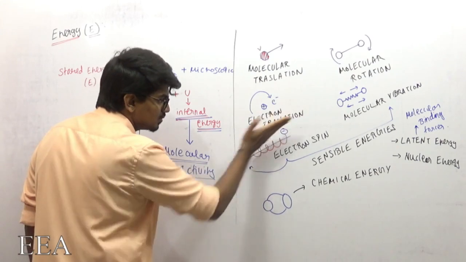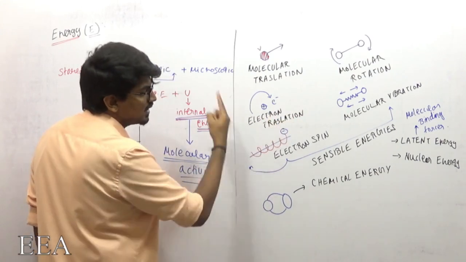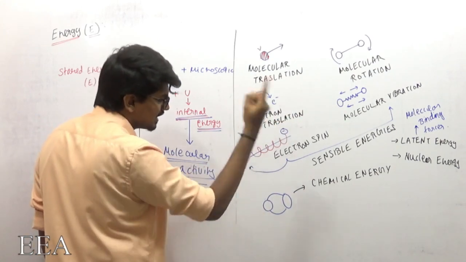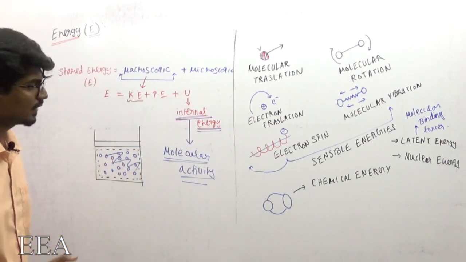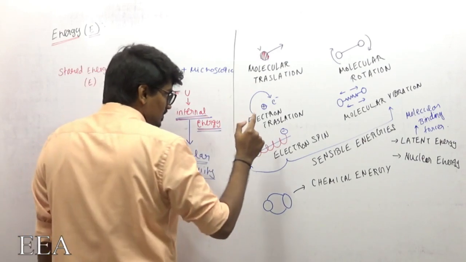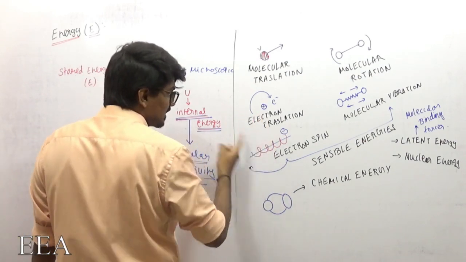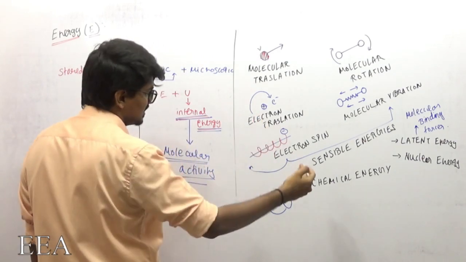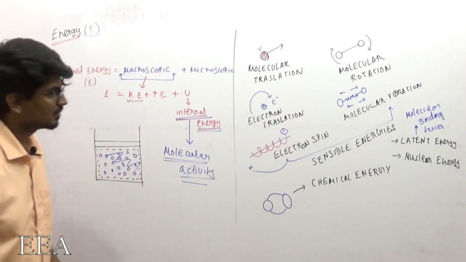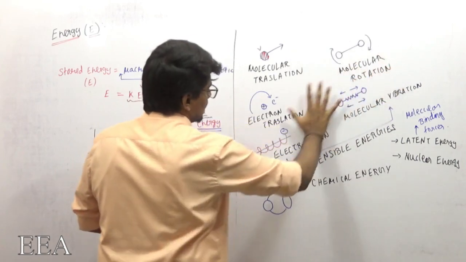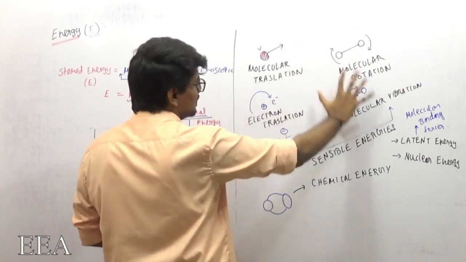Electrons, when moving along their axis, will spin. Electrons will spin along their axis, basic chemistry which you would have studied in your 11th or 12th. The spinning of the electron will result in some energy, and that energy is to be included in internal energy. All these forms are some kind of motion, right?